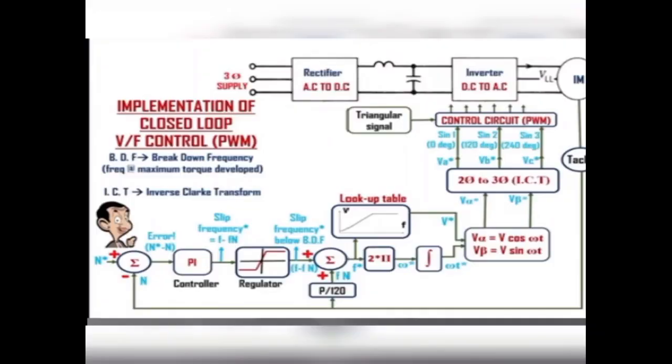Implementation of closed loop V by F control using the PWM method. A closed loop system is used where precise speed control is required, because even if any external disturbance happens, the closed loop system identifies it and maintains the desired rotor speed n star that we want.